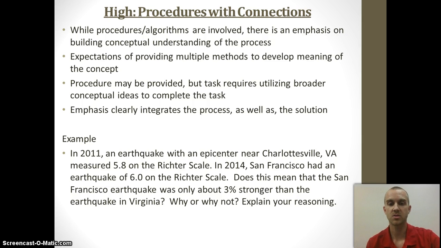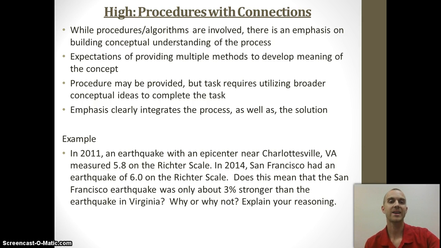In 2011, there was an earthquake in Charlottesville that was around 5.8 on the Richter scale, while in San Francisco in 2014, there was one that was at 6.0. Does that mean it's only about 3% stronger than the Virginia one? Why not?